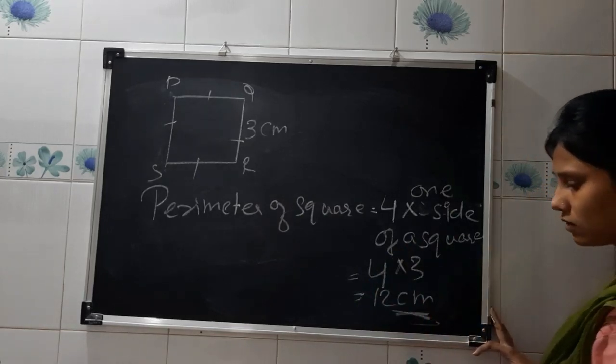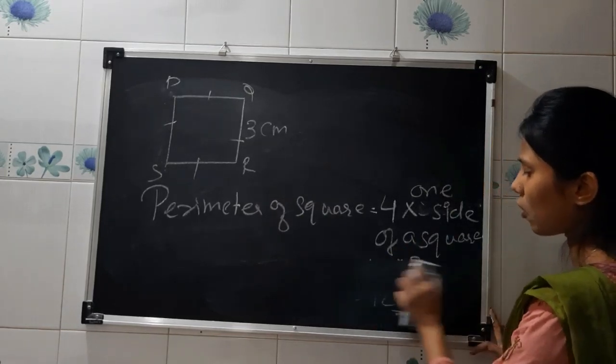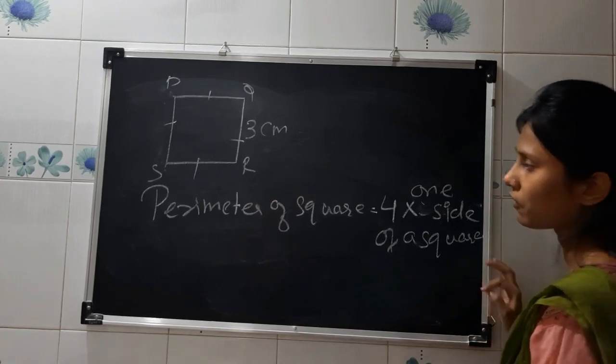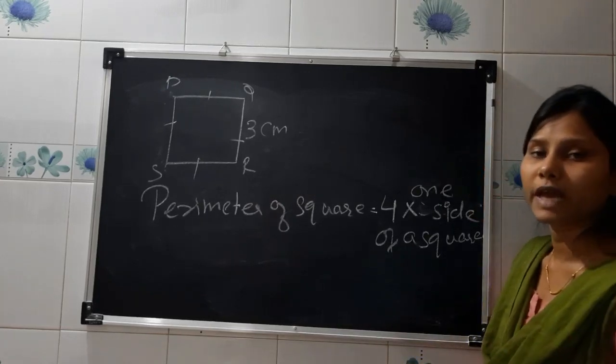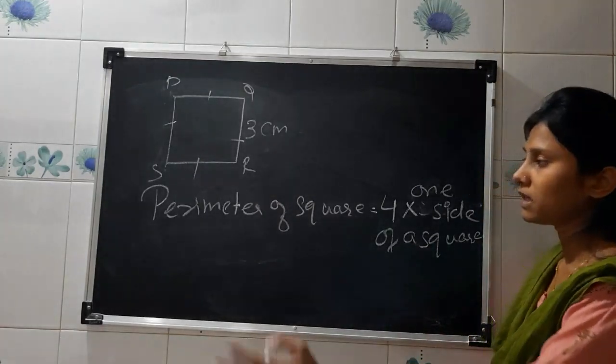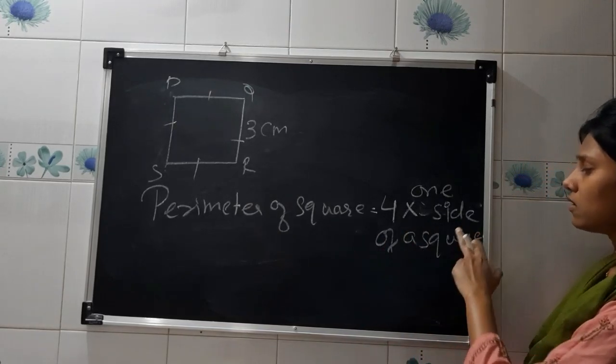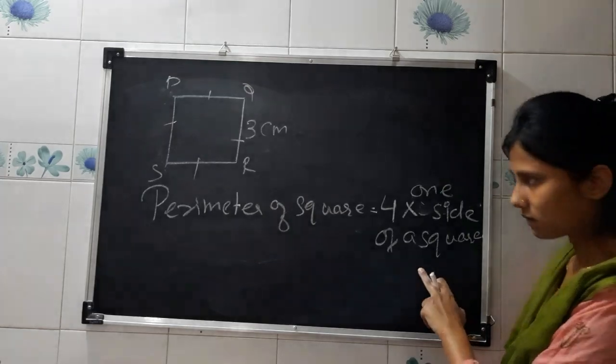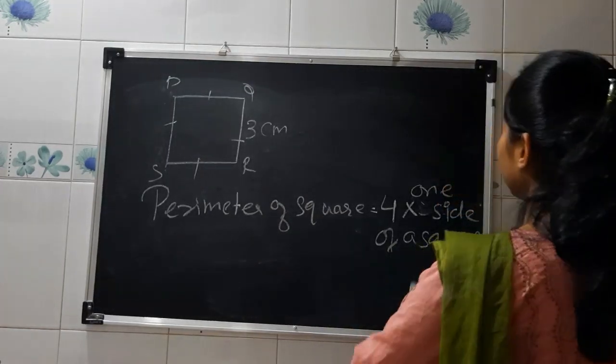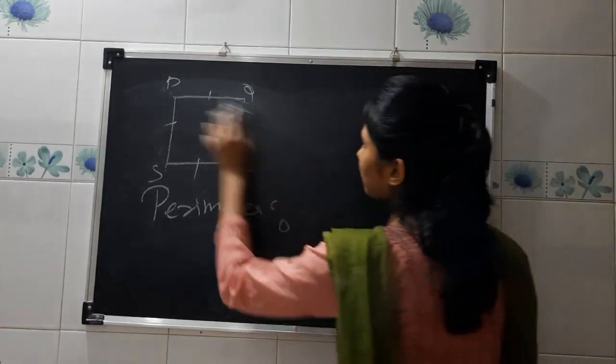So the formula for finding the perimeter of a rectangle is 2 into length plus 2 into breadth. Similarly, the perimeter of a square is equal to 4 into one side of the square. So you have to learn both these formulas.